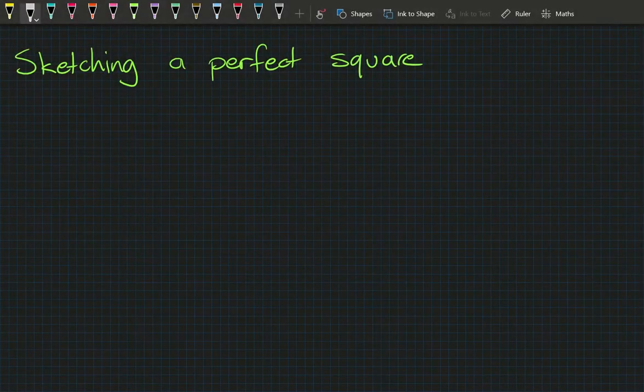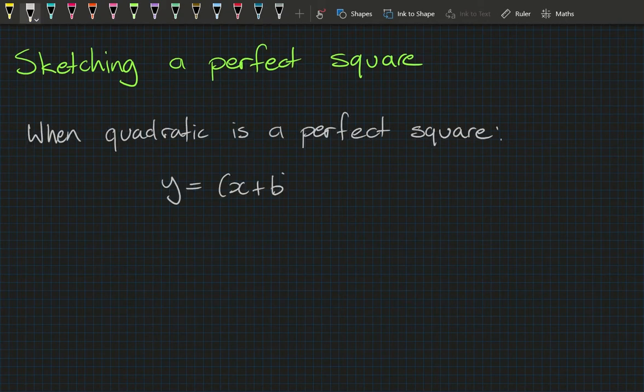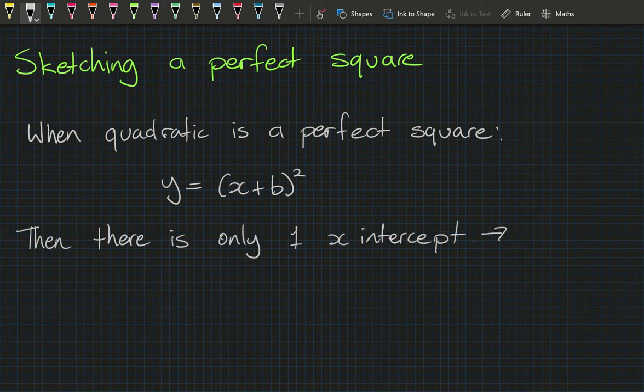When a quadratic is a perfect square, such as y is equal to x plus b squared, then there's only one x-intercept, and that's where x is equal to minus b.